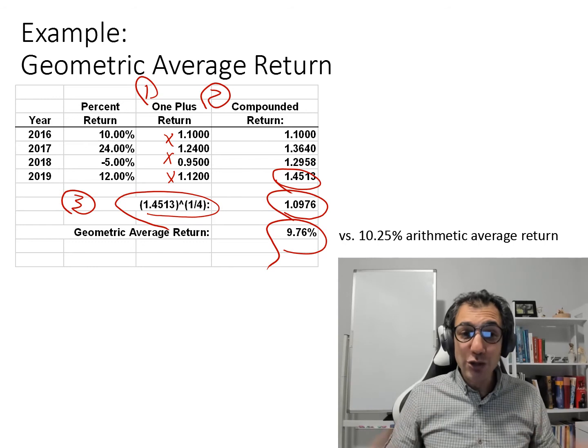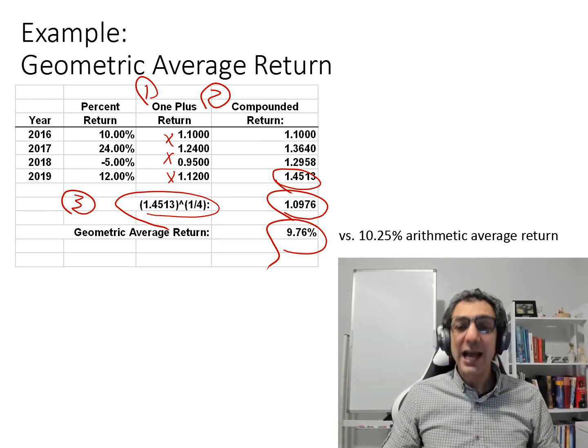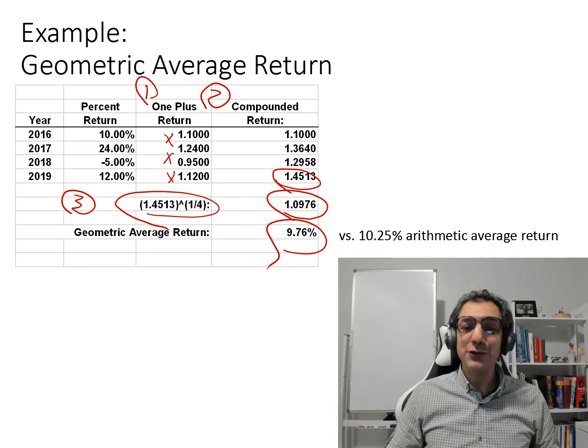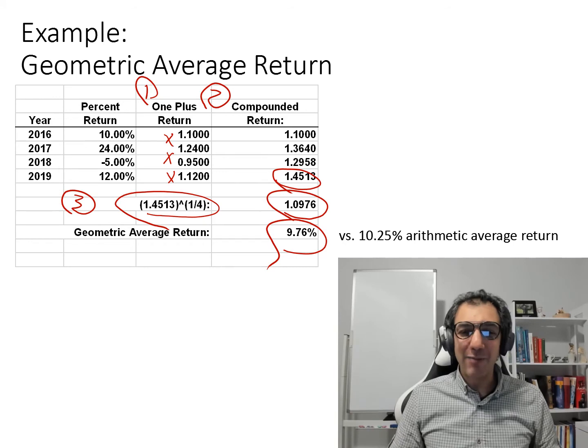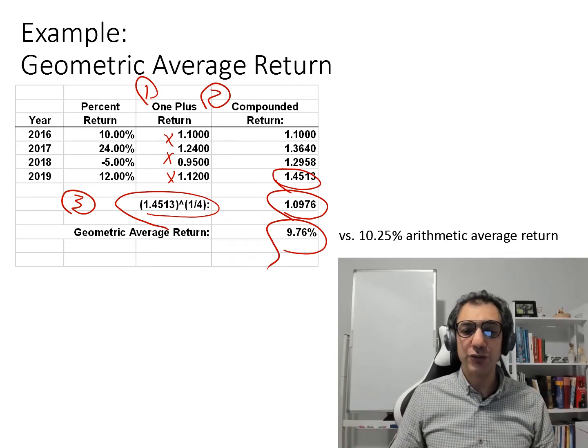So as you notice, this geometric average return is less than your arithmetic return, and this is always true. Your geometric return always gives you a number lower than the arithmetic return. So I would say that this approach is a bit more pessimistic. So that's how we calculate geometric average return.